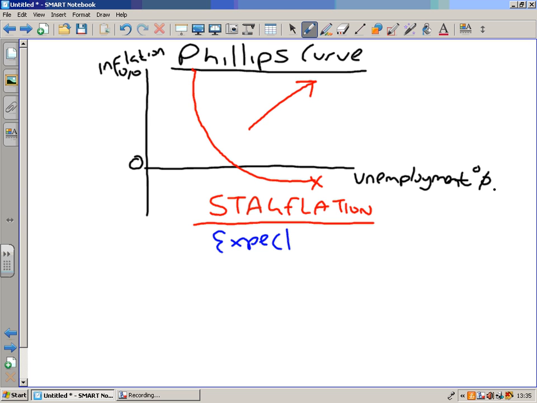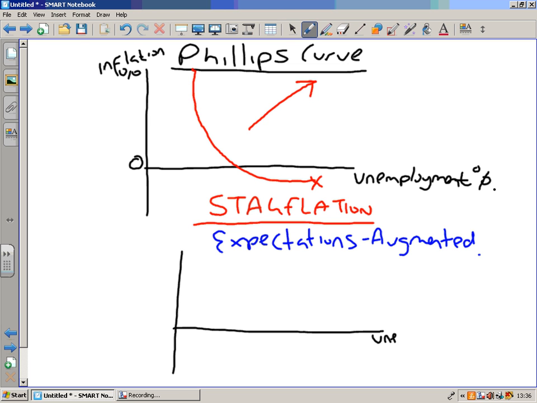What happened, though, was that the Phillips curve was adjusted. We looked at the expectations augmented Phillips curve. So again, we've got the same relationship. We have unemployment and we have inflation. What I'm going to draw this time is what we call the long run Phillips curve. This is the natural rate of unemployment in the economy.